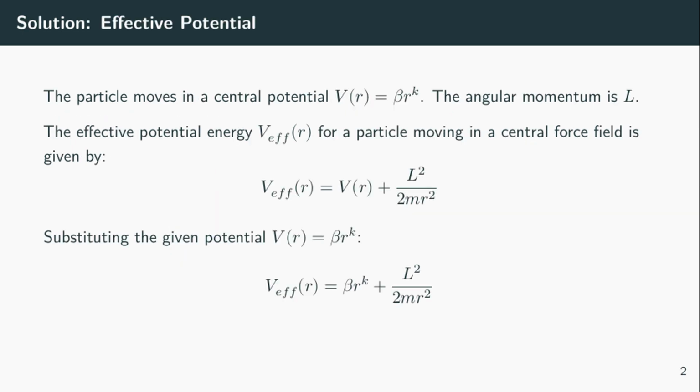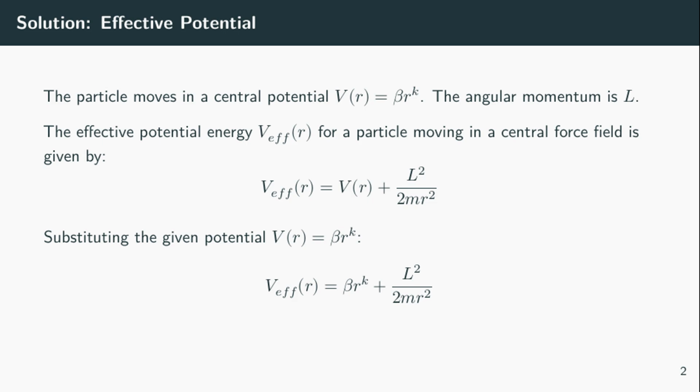Let's dive into the solution by thinking about the effective potential energy. We are given that the particle is moving in a central potential V of r, which is beta r to the k, and it has angular momentum L. When dealing with motion in a central force field, it's often helpful to use the concept of the effective potential energy. The effective potential V effective of r combines the actual potential energy V of r with a term related to the angular momentum. The formula is V effective of r equals V of r plus L squared over 2mr squared.